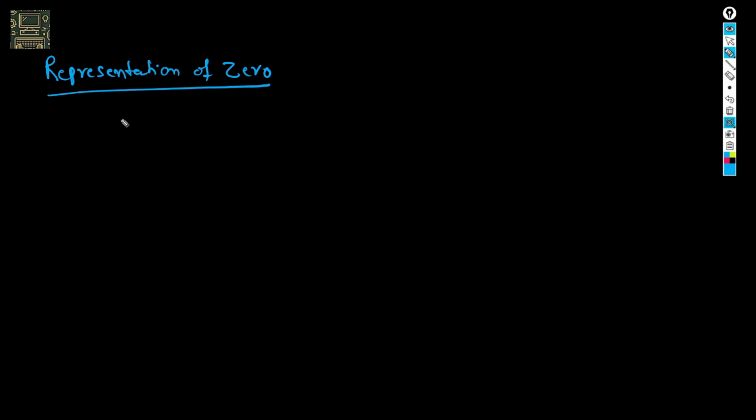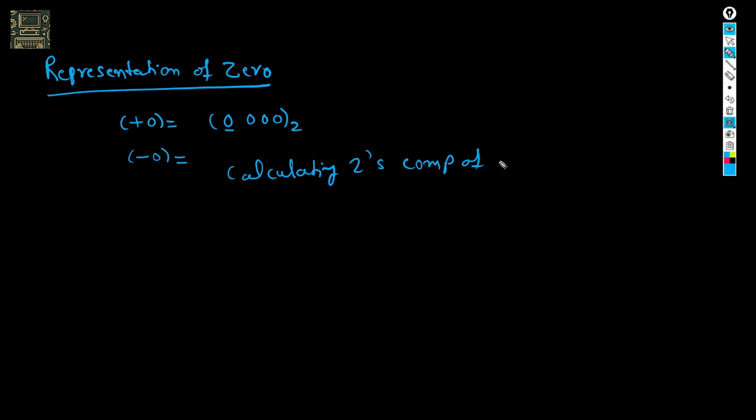So how do we represent 0? Positive 0. Let us suppose that I am using 4 bits. So the first bit will indicate the sign and the rest of the bits will indicate the magnitude in binary. And how do we represent minus 0? So we will calculate the 2's complement of plus 0. So what will be the 2's complement of plus 0?